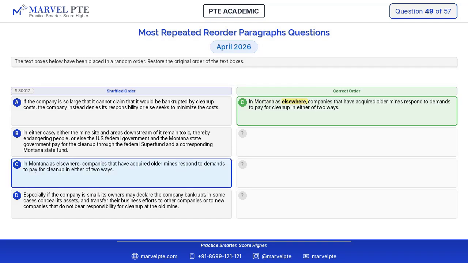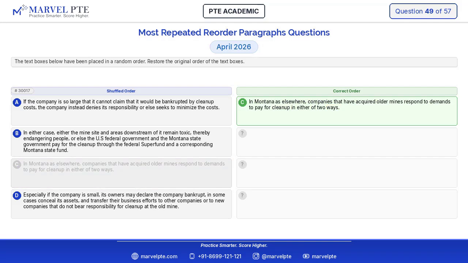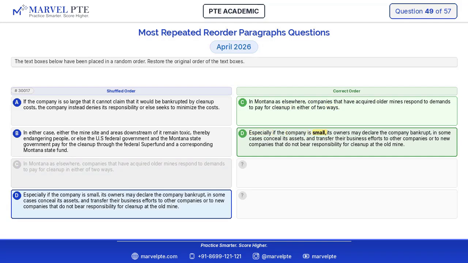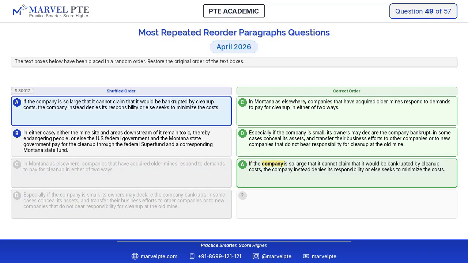In Montana, as elsewhere, companies that have acquired older mines respond to demands to pay for cleanup in either of 2 ways. Especially if the company is small, its owners may declare the company bankrupt, in some cases conceal its assets, and transfer their business efforts to other companies or to new companies that do not bear responsibility for cleanup at the old mine. If the company is so large that it cannot claim that it would be bankrupted by cleanup costs, the company instead denies its responsibility or else seeks to minimize the costs.